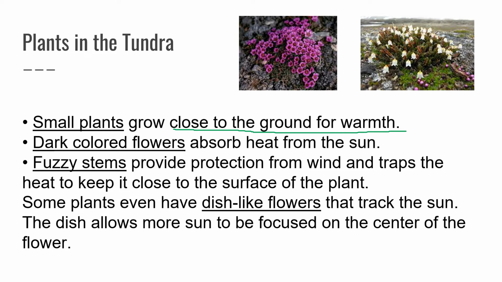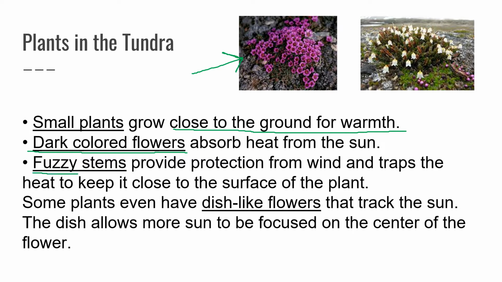Also, because there's not a whole lot of sunlight up in the tundra, or think North Pole or Canada, Alaska, Antarctica, because there's not a whole lot of sunlight or even heat from the sun, oftentimes the flowers in the tundra will be dark colored, like what you see in this picture here. The reason for that is, as we know, dark colors attract sunlight. So these dark colored flowers are attempting to absorb more heat from the sun. The dark color will help pull the sunlight in.